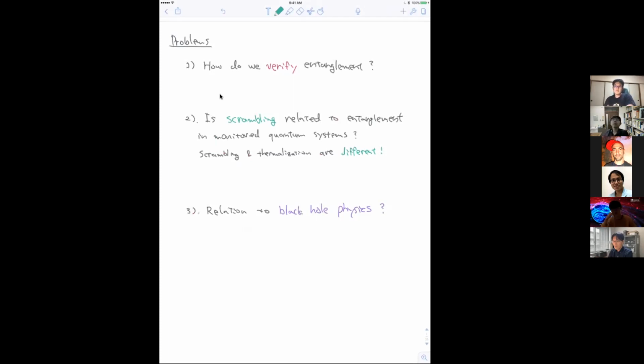Another important question is the underlying mechanism behind the emergence of entanglement. Previous works have said that quantum information scrambling is the key, I think mostly because people used hard random unitaries to study monitored quantum circuits. But we know that growth of the entanglement is thermalization, while growth of the operator is scrambling, and they are different things. So the connection between scrambling dynamics and entanglement in monitored systems is really unclear at this point. And of course, we want to know the relation to black holes.